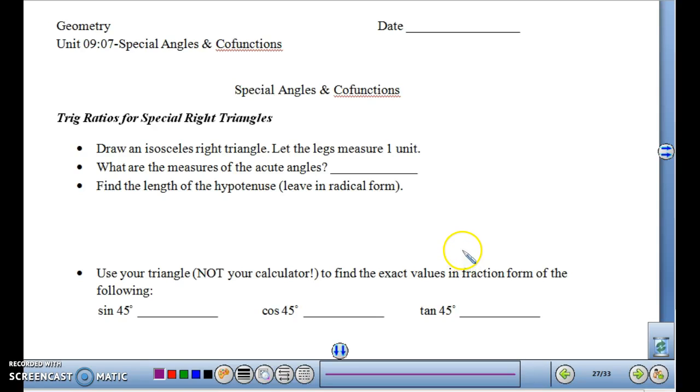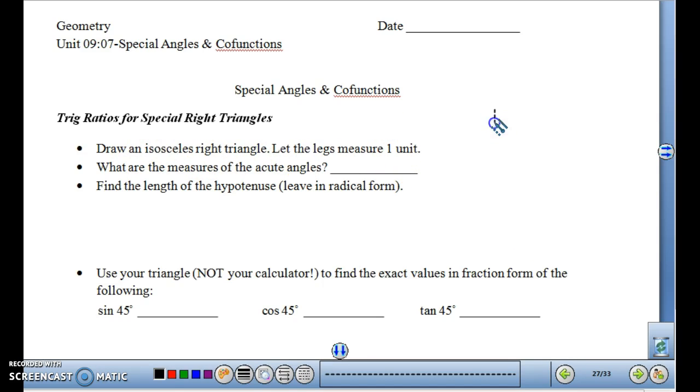This is Geometry Unit 9, Lesson 7 on special angles and cofunctions. What we're going to look at in this lesson are some trig ratios that we run into for some special kinds of right triangles, so we're going to investigate those. The first one we're going to do is draw an isosceles right triangle with legs that measure 1 unit.